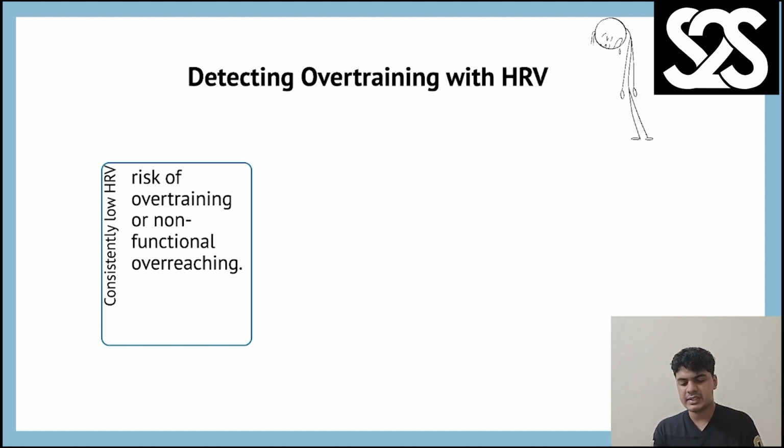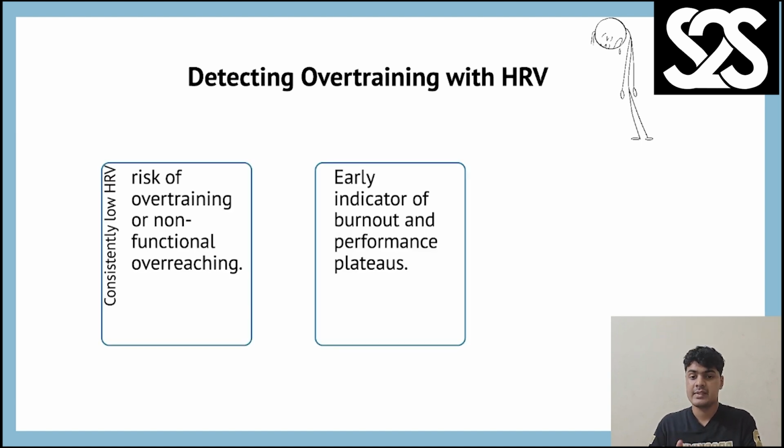But if a person is consistently having low heart rate variation, what happens is they are on a complete sympathetic dominance and their body is not taking the stress properly. They are not completely recovering from that workload. So you can understand if they have overtraining or non-functional overreaching.